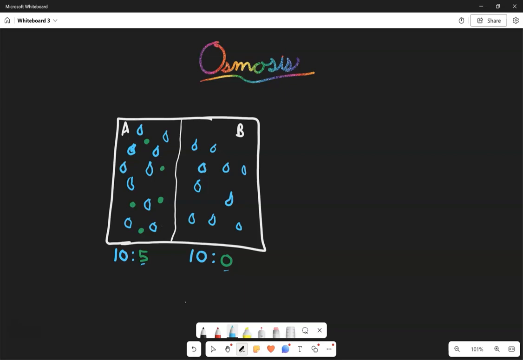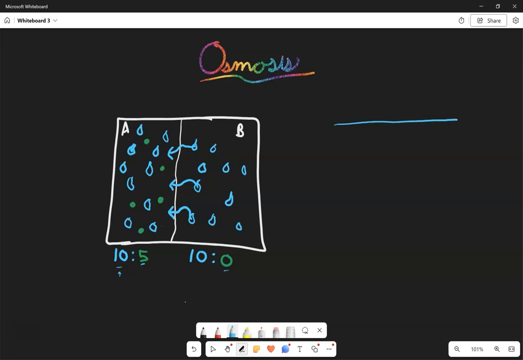So if I want the ratios to be the same or get closer to one another, I have to take this number and increase it, right? So because of that, water will move in this direction. Okay? And so it will move towards the stuff, essentially, is what you can say, right? Water moves towards the stuff.